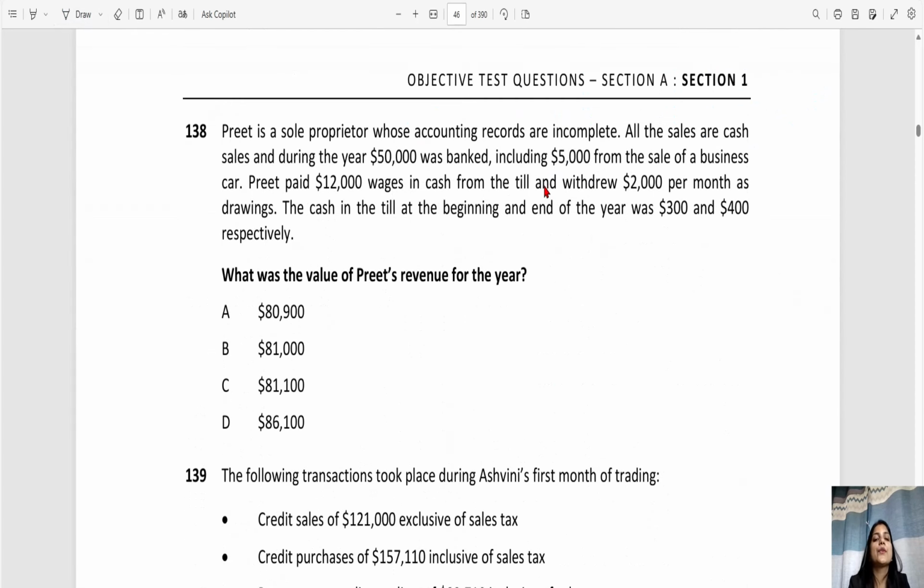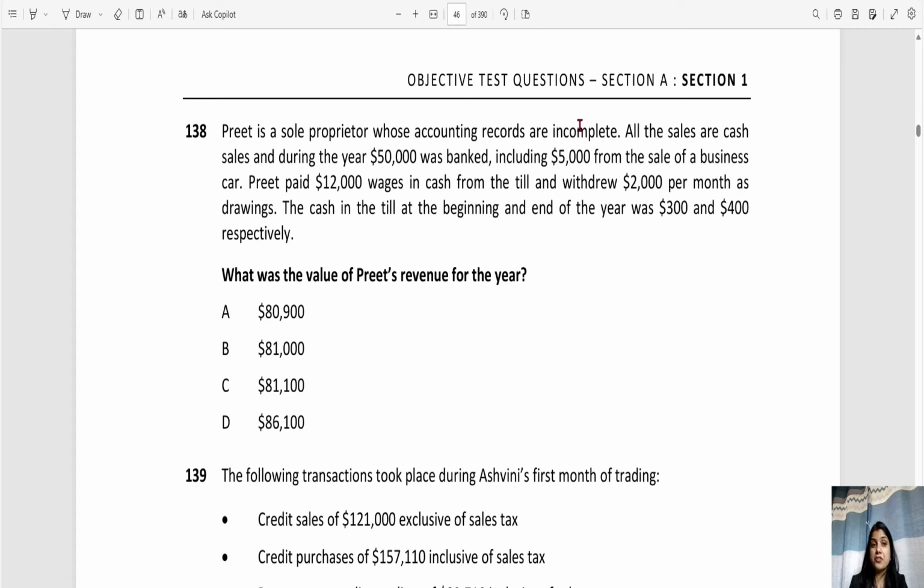38. So what is the value of Preet's revenue for the year? Preet is a sole proprietor whose accounting records are incomplete. All the sales are cash sales, and during the year 50,000 was banked, including 5,000 from the sale of the business car. Preet paid 12,000 wages in cash from the till and withdrew 2,000 per month as drawing. The cash in the till at the beginning and end of the year was 300 and 400 respectively.